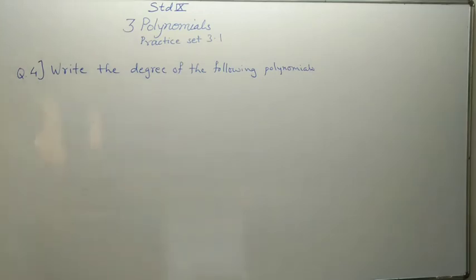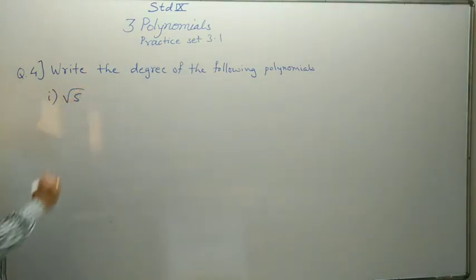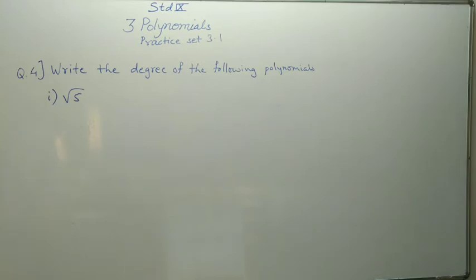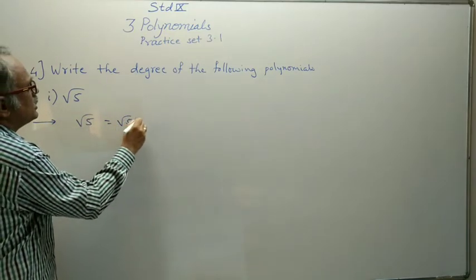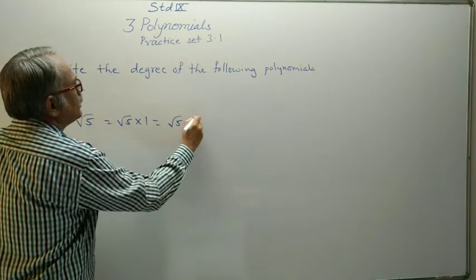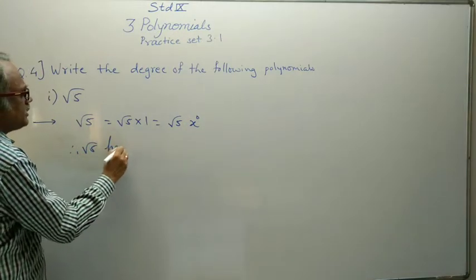Now, question number 4. Write the degree of the following polynomials. 8 sub questions are there. One by one we will solve. First, root 5. Some of you may think that it is not a polynomial, but 5 is not a variable. Root 5 means root 5 x raised to 0. It is a constant, so it has degree 0. Explanation: root 5 means root 5 into 1 equal to root 5 x raised to 0, with variable, so it will come 0. Therefore root 5 has degree 0.